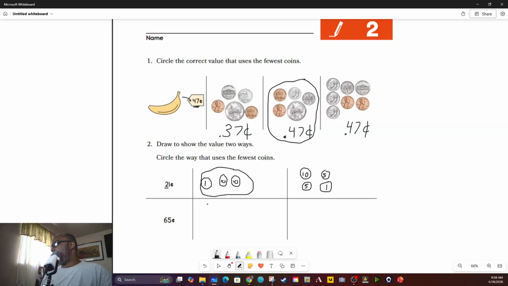65 cents. All right, so let me see how many ones I have. I have 5 ones. So I'm going to go 1, 2, 3, 4, and 5. Then just put a 1 in each of them like this. That makes 5 cents. And then I have 6 dimes, or 6 tens. I have 1, 2, 3, 4, 5, 6.